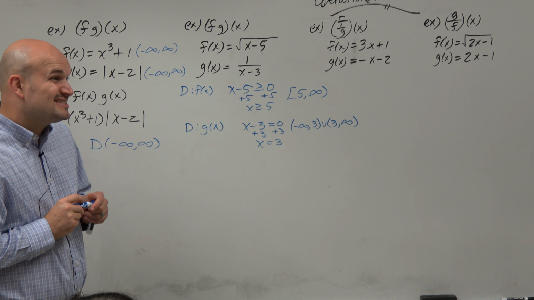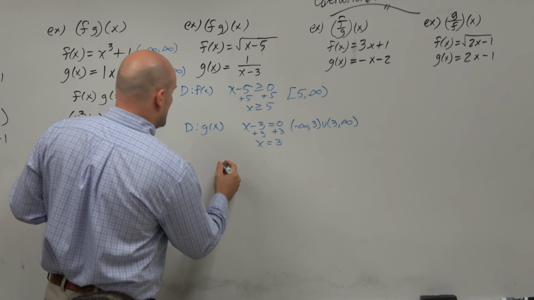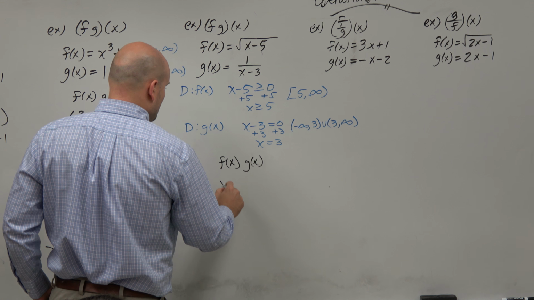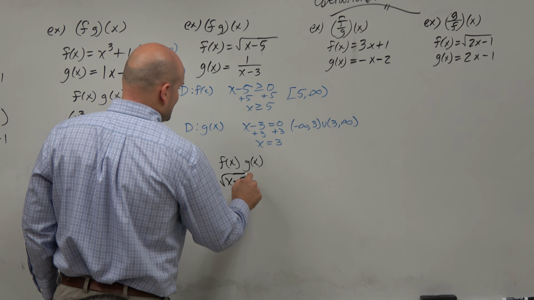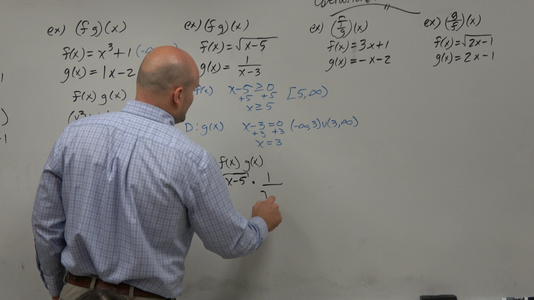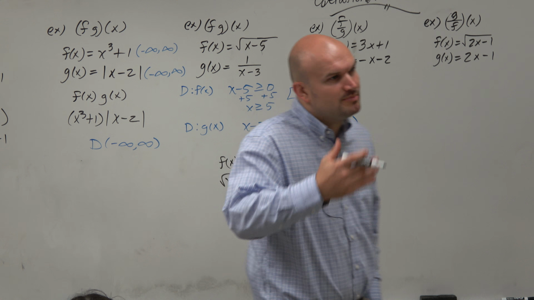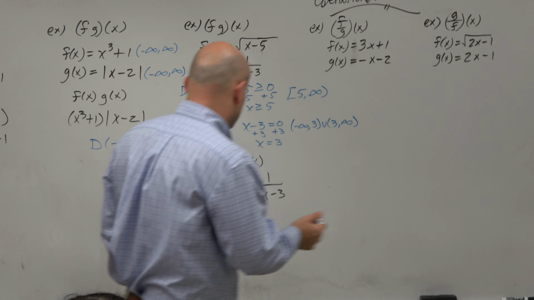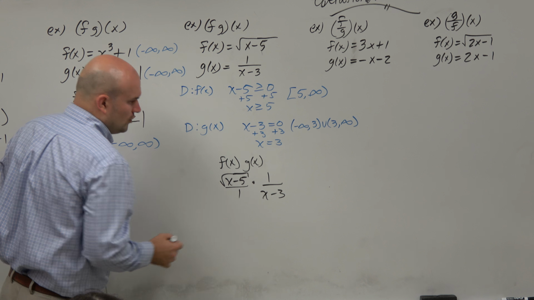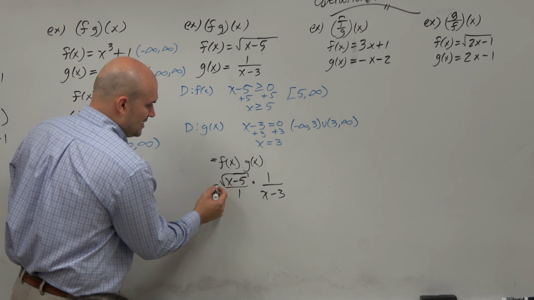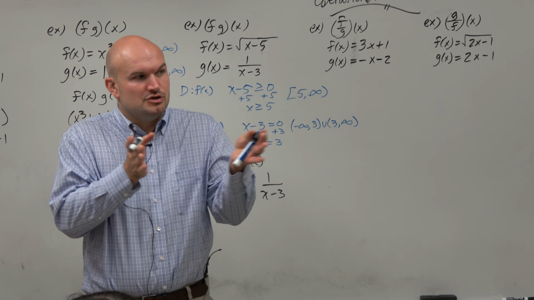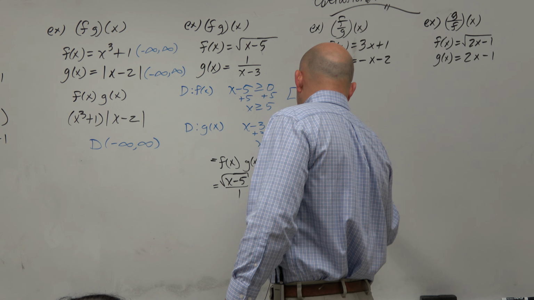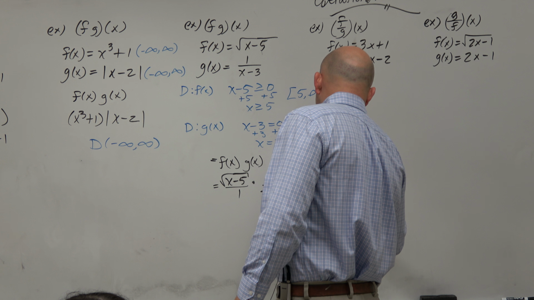OK? So now let's look at the product. Let's multiply these. So f times g of x is going to be the radical x minus 5 times 1 over x minus 3. How do you multiply a square root times a fraction? Well, going back to your fraction idea, guys, if you don't have something that's represented as a fraction, write it as a fraction. And when you multiply fractions, you just multiply numerator times numerator, denominator times denominator. So this is simply going to be the square root of x minus 5 over x minus 3.